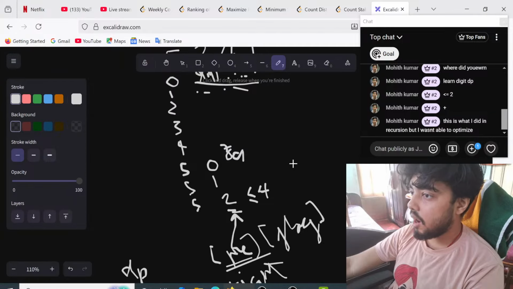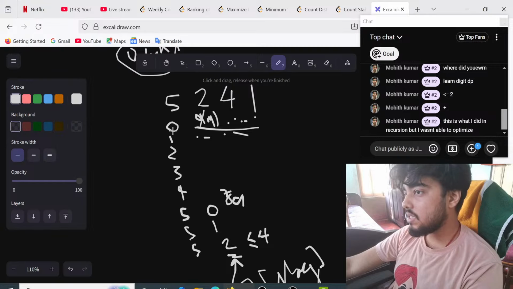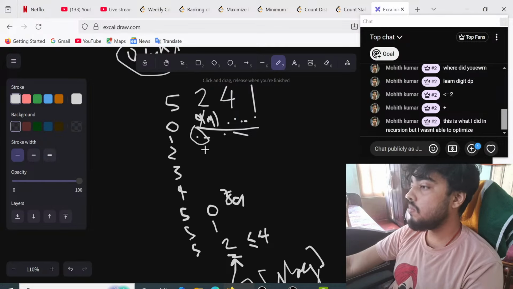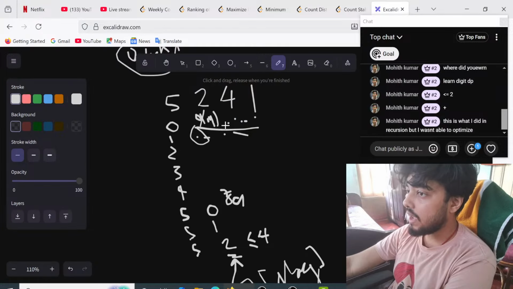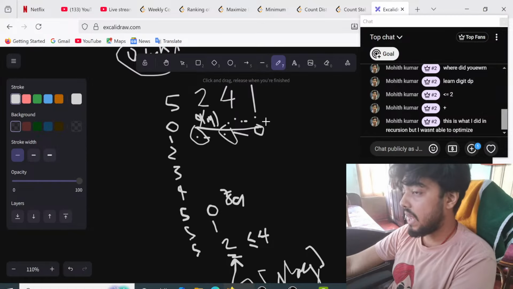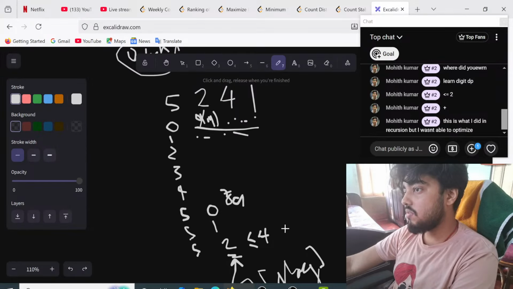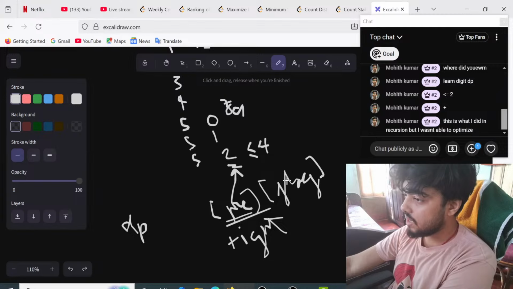Okay, how do I know the number has started already? Let's say this is 0, and then I could have also taken 0, right? So 0 0 means the number hasn't started, because I can't consider 0 0 zeros. Correct? So the number hasn't started yet.